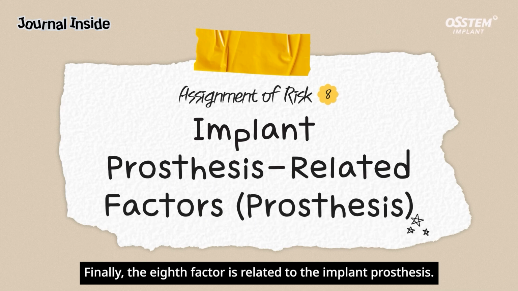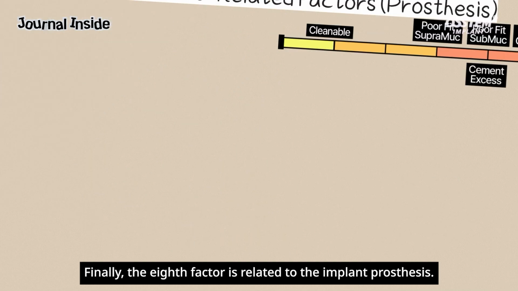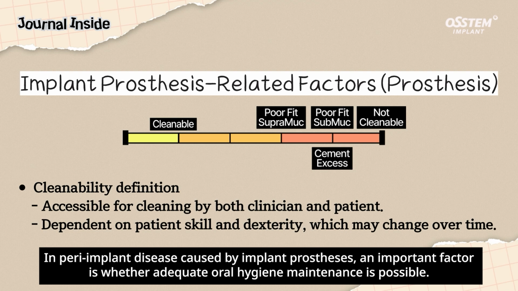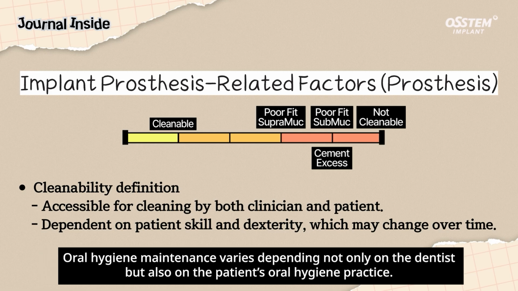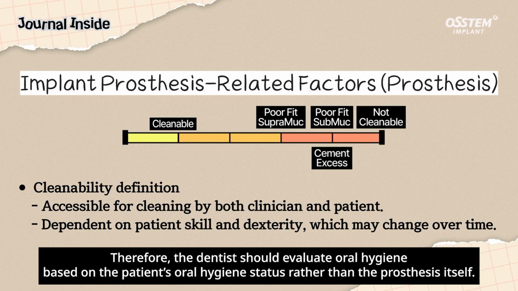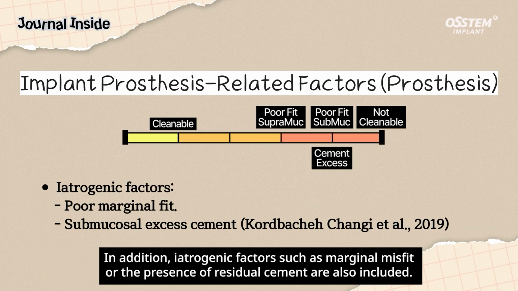Finally, the eighth factor is related to the implant prosthesis. In peri-implant disease caused by implant prostheses, an important factor is whether adequate oral hygiene maintenance is possible. Oral hygiene maintenance varies depending not only on the dentist but also on the patient's oral hygiene practice. Therefore, the dentist should evaluate oral hygiene based on the patient's oral hygiene status rather than the prosthesis itself. In addition, iatrogenic factors such as marginal misfit or the presence of residual cement are also included.